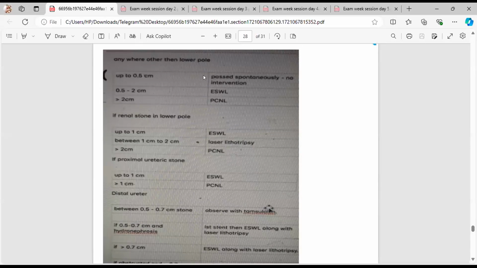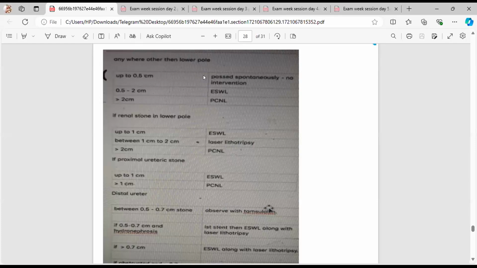0.5 to 2 centimeter, ESWL; more than 2 centimeter, PCNL. If the renal stone is in the lower pole, not in the middle or the upper, the sizes are a little different. Up to 1 centimeter, ESWL; between 1 and 2 centimeter, nasal lithotripsy; and more than 2 centimeter, PCNL.